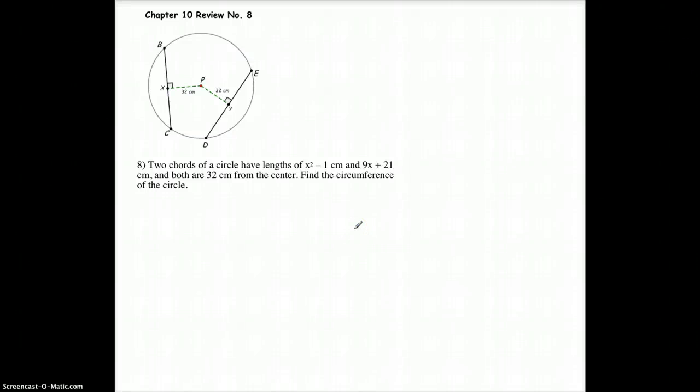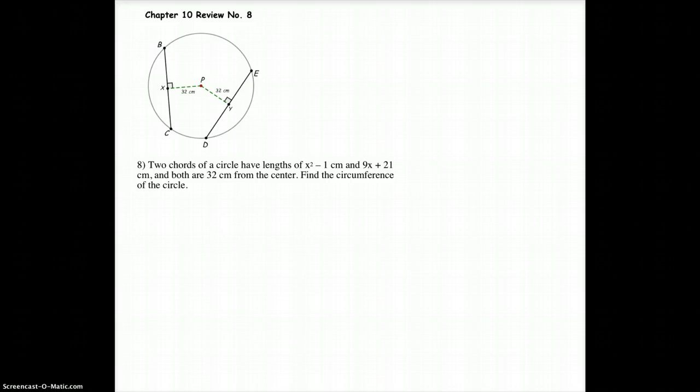This is how you do Chapter 10 Review number 8. You're given two chords of a circle with lengths x squared minus 1 and 9x plus 21 centimeters, and both are 32 centimeters from the center.